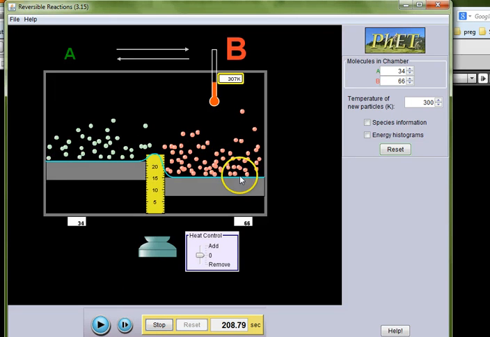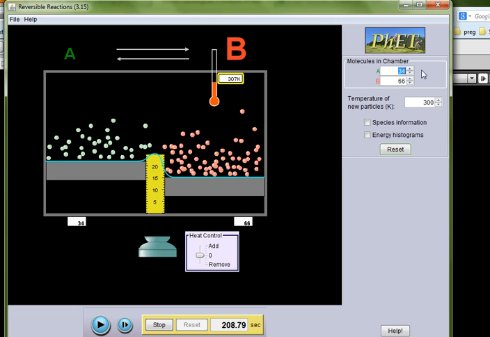Okay, so let's stop the reaction at this point. At this stage, we know what the equilibrium constant is. It should be around 2. Now add about 25 particles of A here. So we add one by one. Basically, you can add how much?